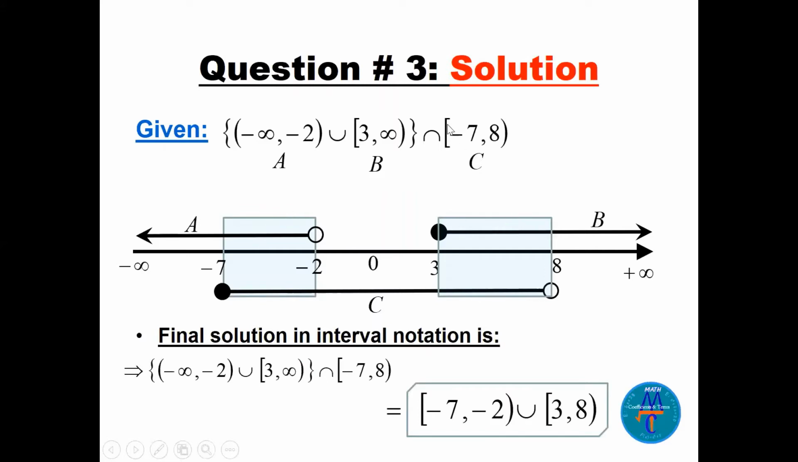Now the intersection with C, let's call this one C, minus 7 to 8. It runs from minus 7 closed until 8 open. So let's find the intersection between this C and A union B. We see this is the intersection here. Minus 7 to minus 2, minus 7 closed and minus 2 open, union 3 closed to 8 open. That's the final answer here.